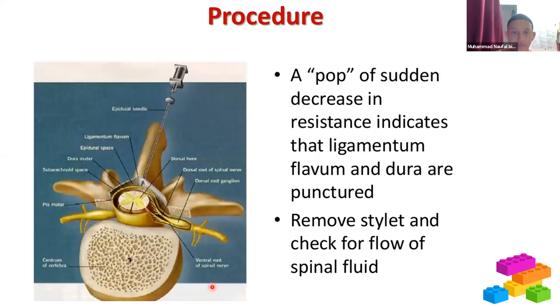Next. And then when there is a pop, it indicates a sudden decrease in resistance, which indicates that the needle has passed through the ligamentum flavum and also the dura mater. And then after that, we remove the stylet, and check for flow of the spinal fluid. And then we let the spinal fluid flow out into the container. Okay, next.